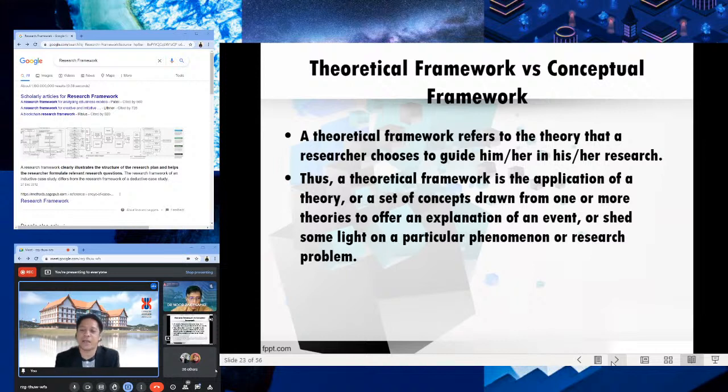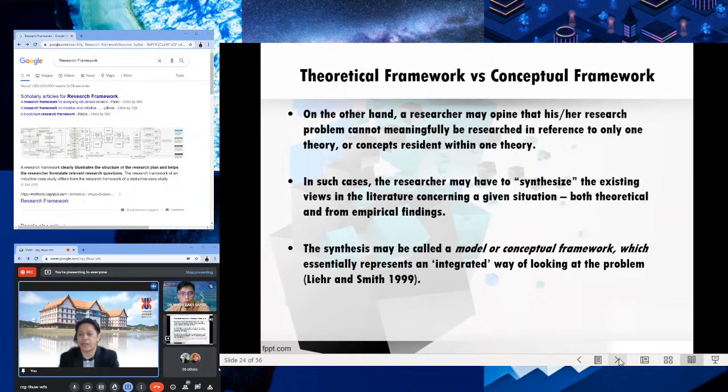So you must have some justification. Maybe the research needs some improvement to be developed from the previous theories, or maybe in some research you want to challenge the theory. That is also part of the direction, but you must have the theory first. That's why we call it a theoretical framework.